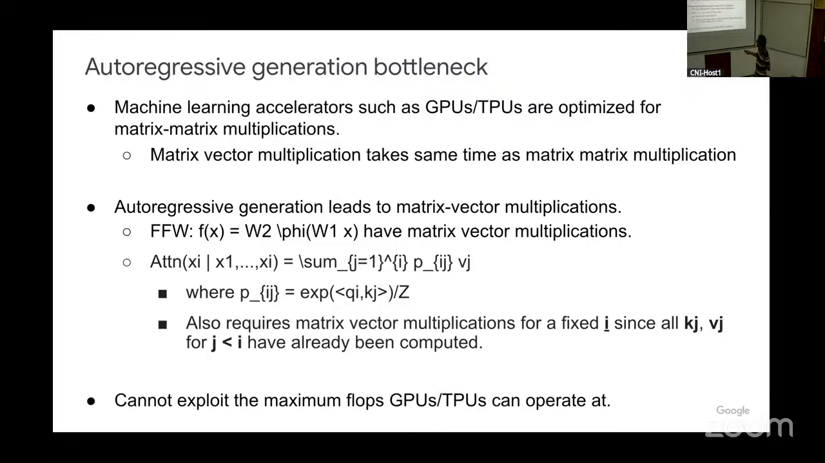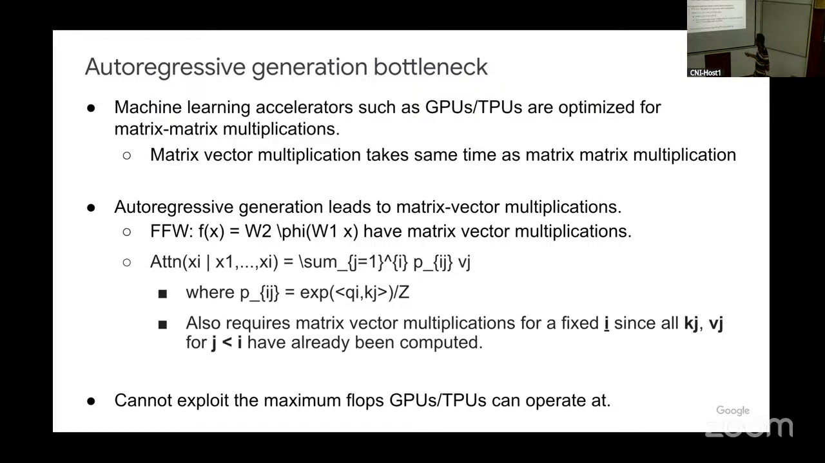And if you look at what happens during autoregressive generation, say in the feed forward network, we have only one input that's being given to us. So when we are doing W2 times the activation of W1x, we just have matrix vector multiplication. W1x is a matrix vector multiplication, and similarly W2 times the activation of W1x is again another matrix vector multiplication. Similarly, when computing attention, if we have only one token that we are trying to compute the attention output for, then we again need to evaluate these probabilities, which require us to evaluate Qi times Kj for all the different Js. That's again a matrix vector multiplication.